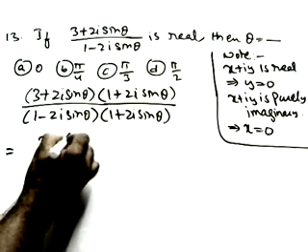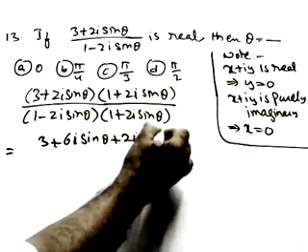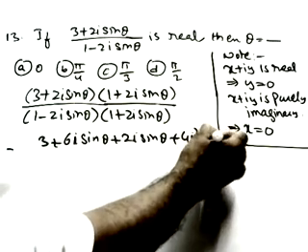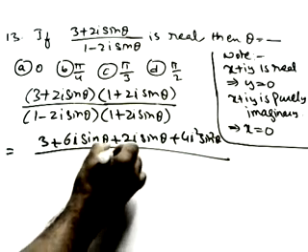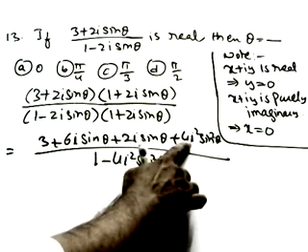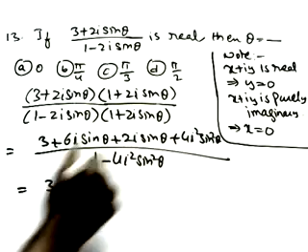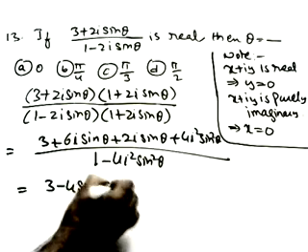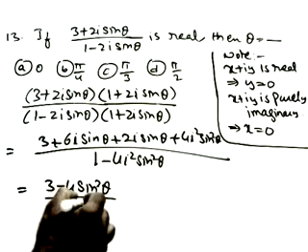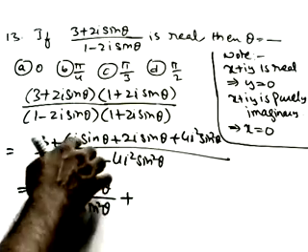Now let me multiply in the numerator. 3 1s are 3 plus 3 2s are 6i sine theta plus 2i sine theta into 1 is 2i sine theta plus 2 2s are 4i square sine square theta, divided by a plus b into a minus b is a square minus b square. Now see here, i square is minus 1. So this is the real part. Watch carefully. So this will become 3 minus 4 sine square theta, divided by 1 minus 4i square, which is minus 1, so this will be plus sine square theta. This is the real part.